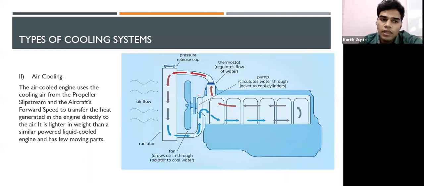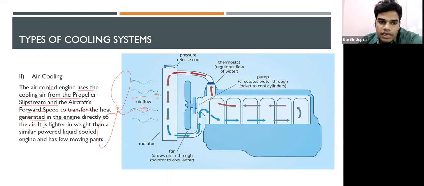So I was telling you the types of cooling systems. The second one is air cooling. Please remember that this is not the propeller. It is a fan, because we are using air cooling. The air-cooled engine uses the cooling air from the propeller's slipstream. So the propeller must be here. It is passing the air inside. That is the slipstream of the propeller. I think I've already discussed slipstream. I don't have to tell you again.